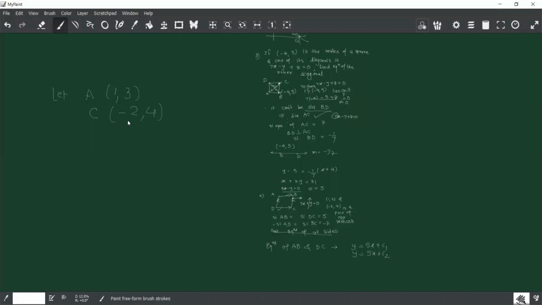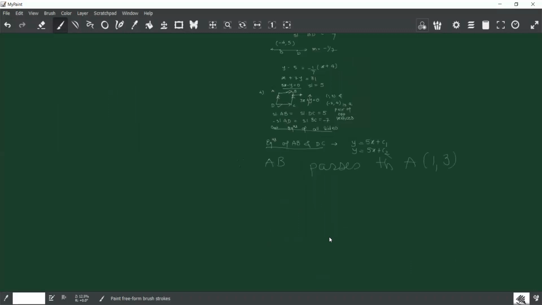No, they are not the sides. They are parallel to the sides. इसलिए मैंने लिखा देखो यहाँ. Equations of AB and BC are this. So they will be of this form. Since AB मतलब AB passes through A 1, 3. Correct?